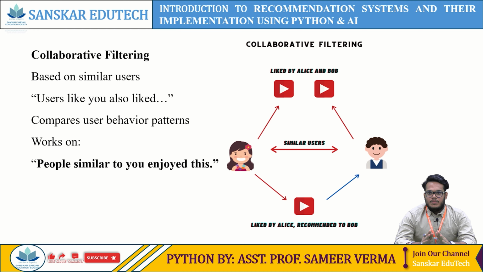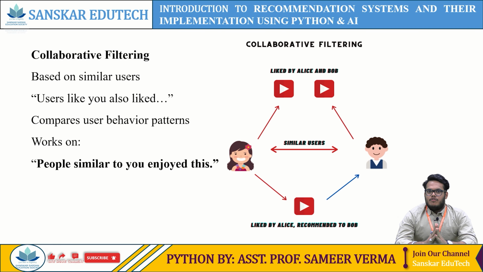The system compares your behavior with millions of other users. It identifies people whose viewing habits are similar to yours. Then it recommends content that those users consumed but you haven't watched yet. So instead of asking what does this user like, it asks what do similar users like. That shift makes the system more intelligent and dynamic.